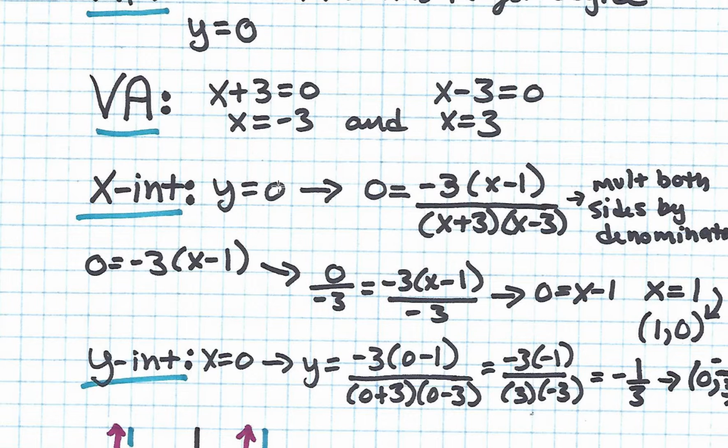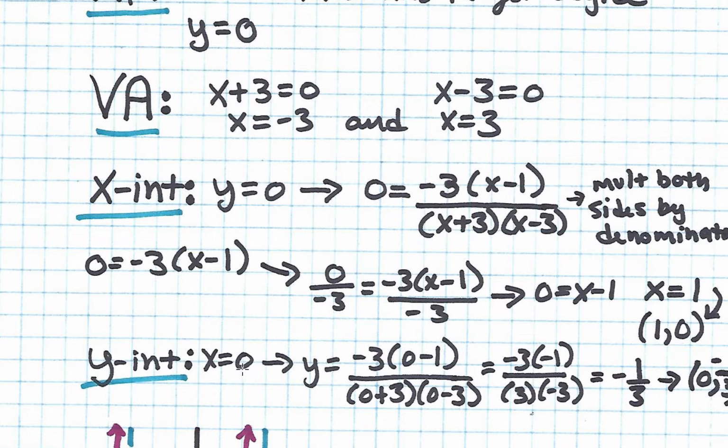Then our x-intercept, you plug in y equals 0. Again, you're going to multiply both sides by the denominator. 0 times anything is just 0, so we end up with 0 is equal to -3 times x minus 1. A little bit more algebra, and we find out that x equals 1. So your x-intercept is at the point 1, 0.